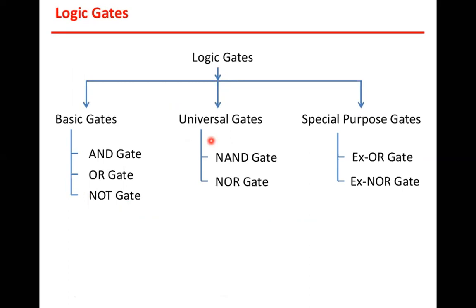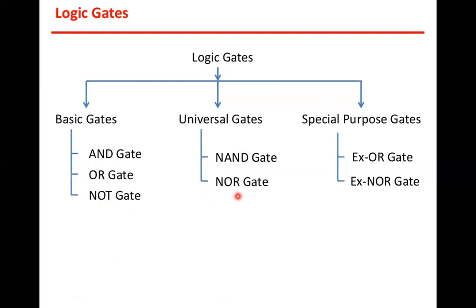Now we have the classification of the logic gates. What are the logic gates? We can have a few basic gates or universal gates and a few special purpose gates. Basic gates are also called fundamental gates. These three gates, AND gate, OR gate and NOT gate, are called fundamental logic gates. These two, NAND gate and NOR gate, are called universal gates. It is pronounced as NAND and NOR.